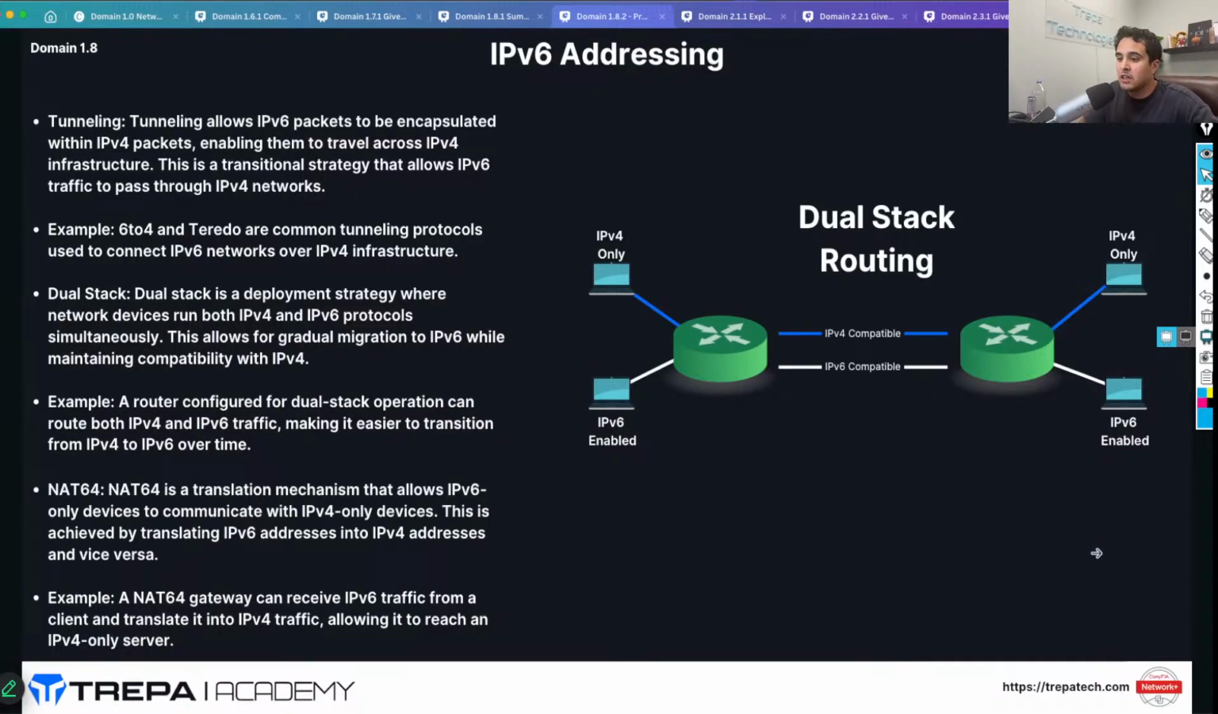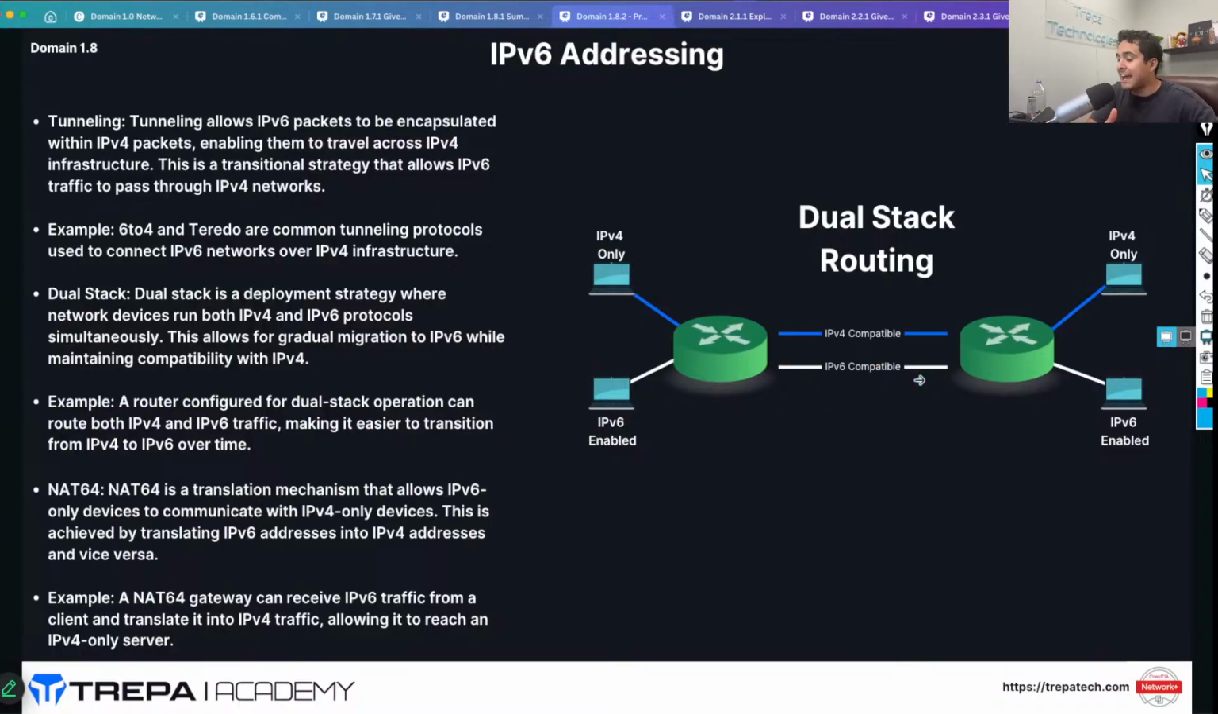So tunneling. Tunneling allows IPv6 packets to be encapsulated within IPv4. So yes, you heard that right. We could have an IPv4 connection out to an ISP, and we could have IPv6 enabled devices here that get tunneled through that IPv4 packet and reach the other end and then talk to our other IPv6 enabled device here. This is how we transition to IPv6. It's a transition strategy.